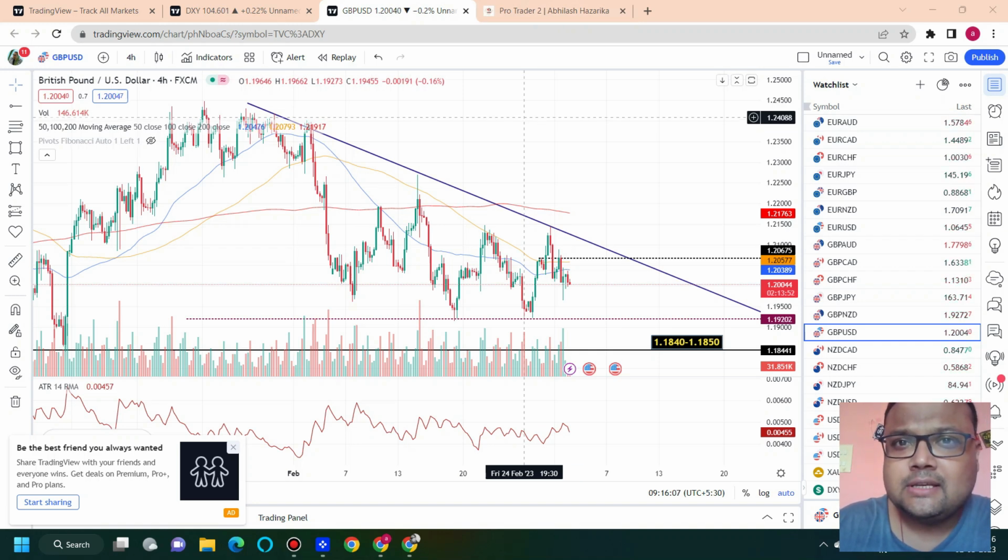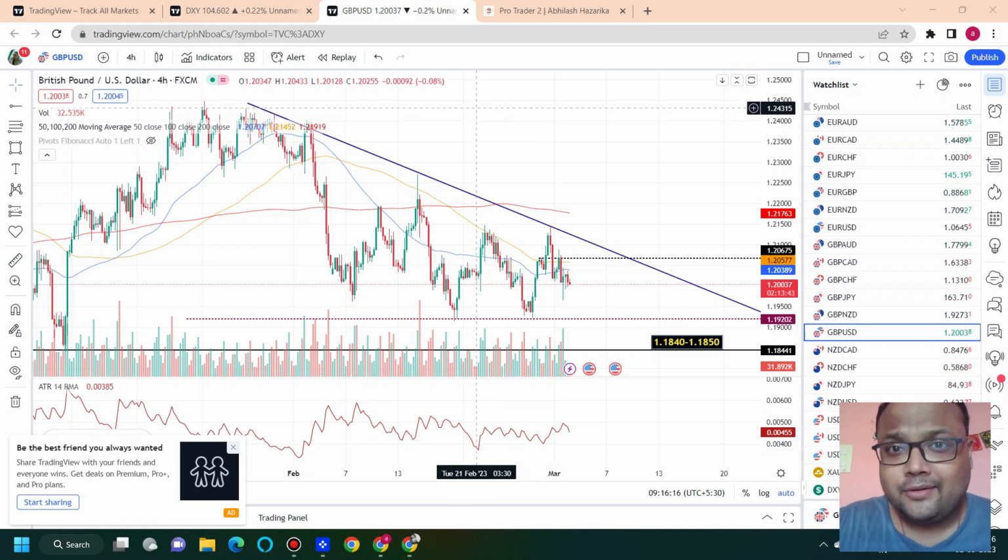As I always say, my dear friends, please follow proper risk management. Be a trader, not a gambler. Capital protection should be your first priority always. So please follow proper risk management.